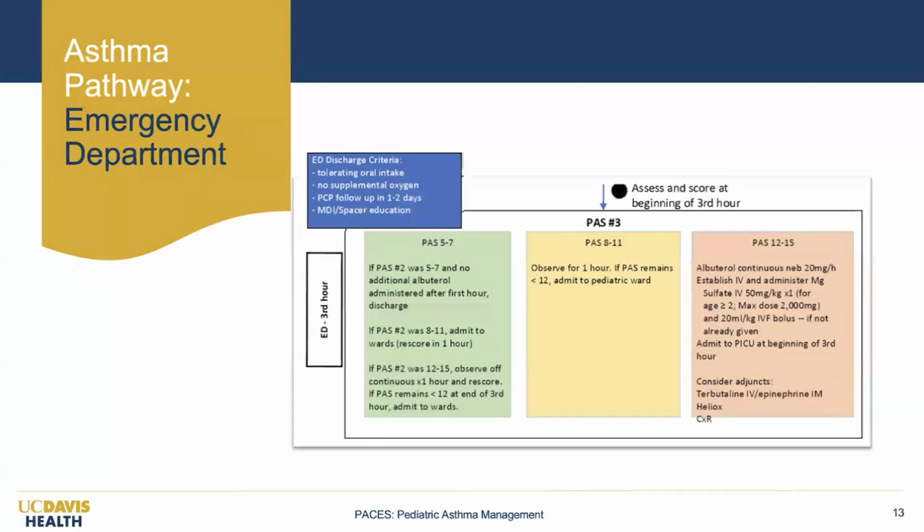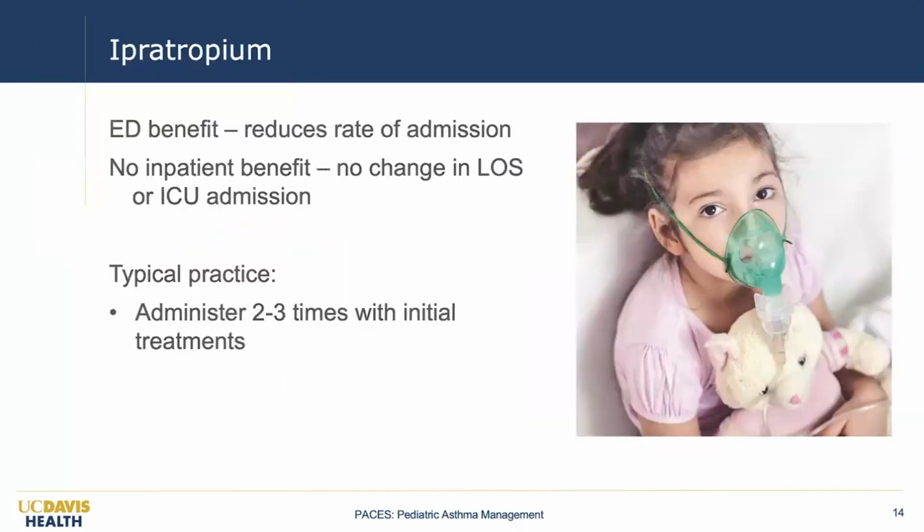And then in children who are staying severe, who have started off moderate and have become severe, we are continuing the nebulized continuous albuterol. And if we haven't given adjuncts before this point, we'll be doing that here. At this point, children who are severe despite that first continuous hour of albuterol, we'll be talking about admission to the PICU typically. So just a few minutes for each of the adjuncts that we were talking about.